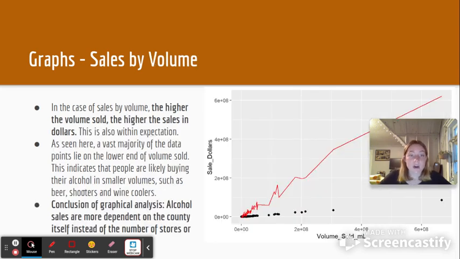Finally, we have our sales by volume graph. In the case of this graph, the higher the volume sold, the higher the sales in dollars, which is also to be expected. As seen here, a vast majority of the data points lie on the lower end of volumes sold, which indicates that people are likely buying their alcohol in smaller volumes, such as beer, shooters, and wine coolers. Our conclusion of this is that alcohol sales are more dependent on county itself instead of the number of stores or volumes sold.